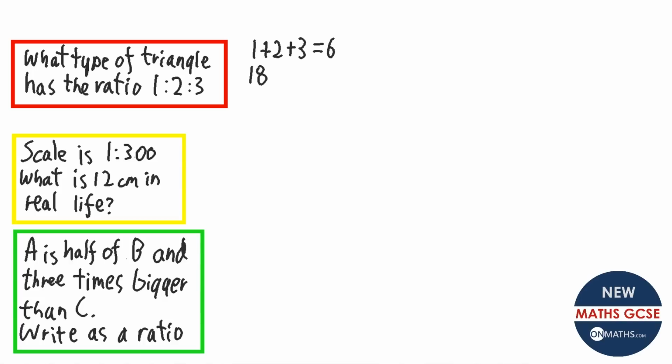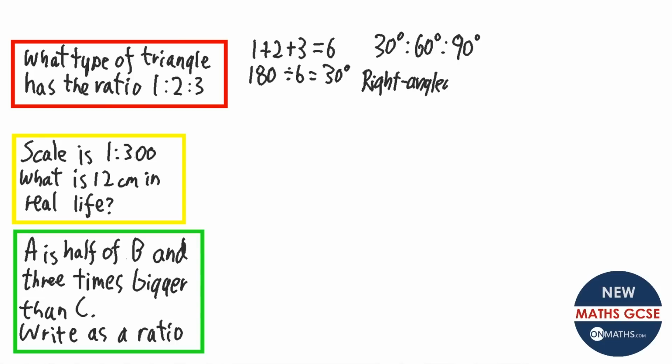Then I know that the angles in a triangle add up to 180. So I'm going to divide that by 6. And that's 30 degrees. So 1 times 30 is 30. 2 times 30 is 60. And 3 times 30 is 90 degrees. So my answer is going to be that it is a right angled triangle. There we go.